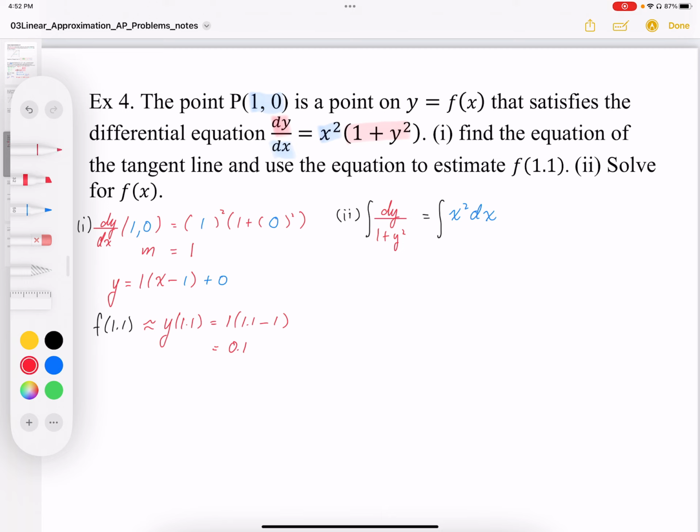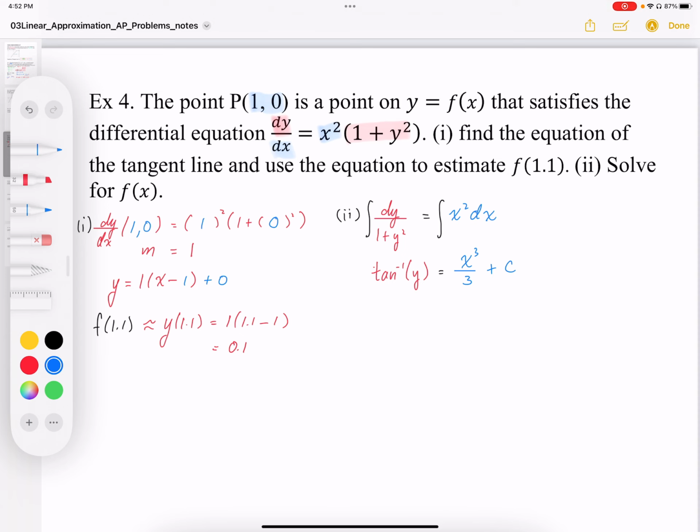So integrating the left side, I end up with arctan of y, and that's going to be equal to x cubed over 3 plus c.